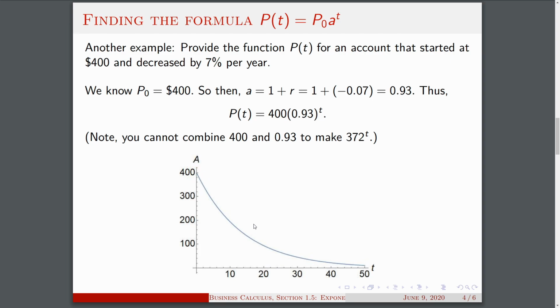All right, so that's that. Here's a little graph of the function. Starts at 400, goes down by 7% per year. Notice it's going down by less and less. Since it's decreasing, 7% of a lower number will be less, so it will go down less each time.